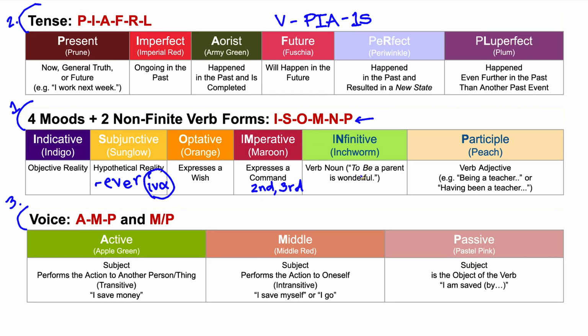And then the infinitive, in English, we usually use this helper word "to." So "to be," and I'm just going to call it a verb noun, because it's basically like using a verb as a noun. So this idea, "to be a parent is wonderful." So it's acting as the subject of this sentence. To be a parent is wonderful. So you're not talking about "a parent is wonderful." You're talking about being a parent.